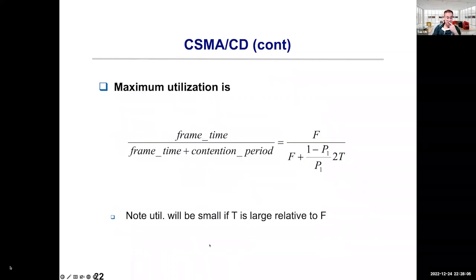So also the maximum utilization is basically frame time plus contention period. On top is the frame time. Frame time over the frame time plus the contention period. That's the maximum utilization of a medium. Okay.